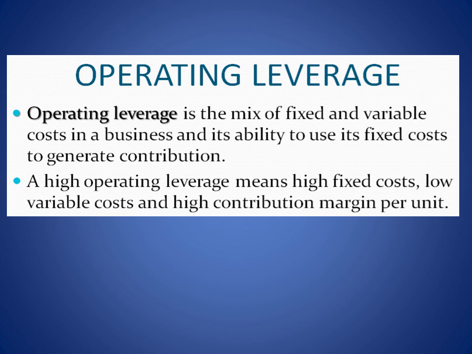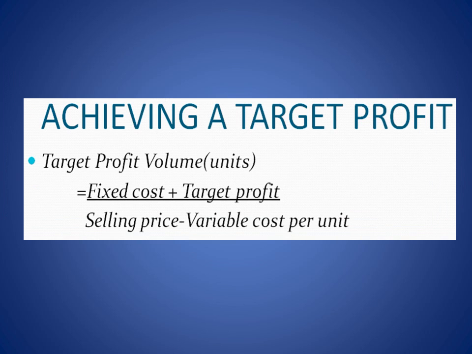contribution margin per unit. Considering achievement of a target profit, CVP analysis helps us to understand how to achieve a target profit, or what is the profit volume, what is the quantity of goods that we need to produce in order to achieve this target profit. So to identify the volume of goods we need to produce in order to achieve this target profit, the fixed cost plus target profit, that total should be divided by the contribution per unit.